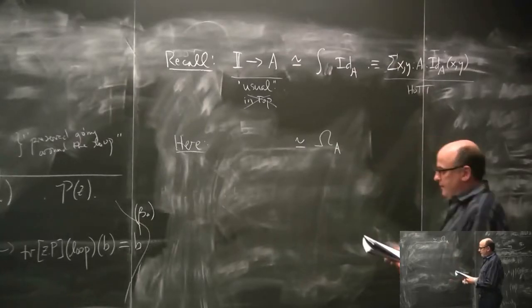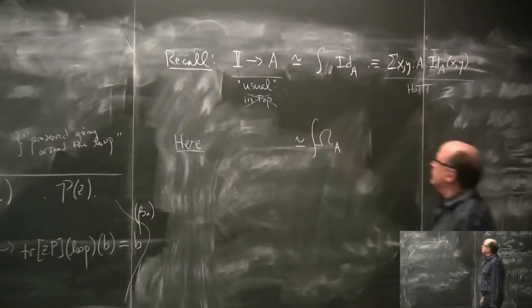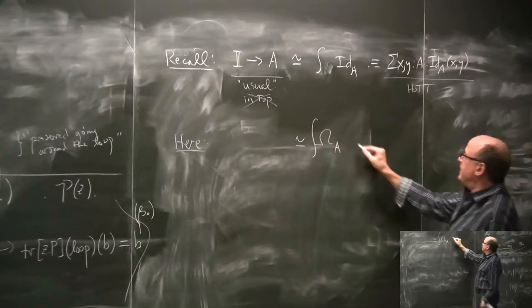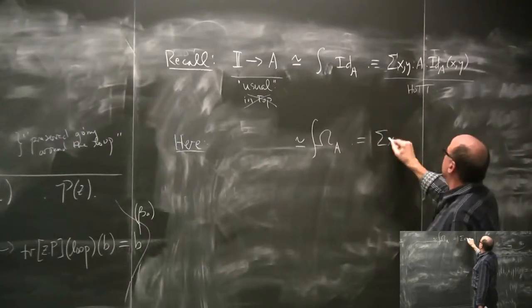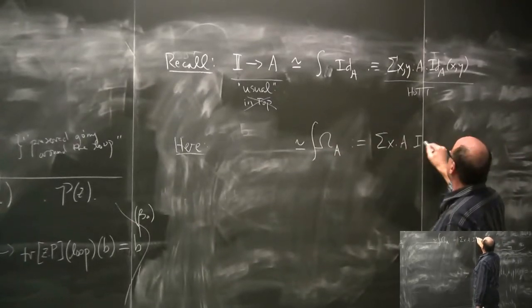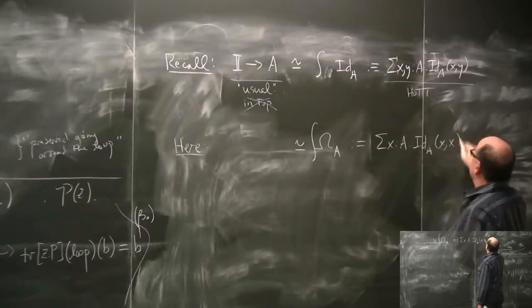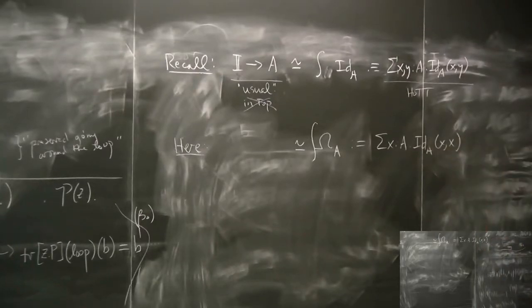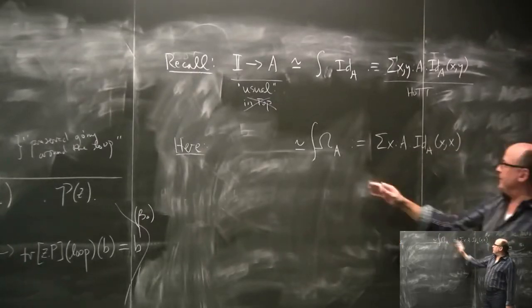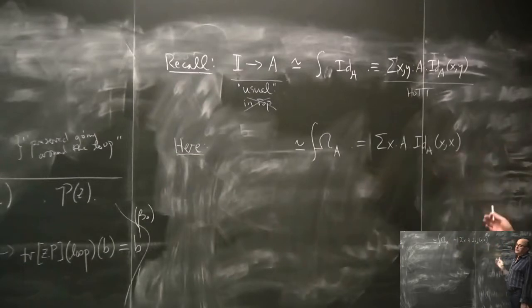Okay? It's written like that. In fact, I want the integral of the loop space of A. And what do I mean by that? This is the space of all the loops in A, which is all the paths from X to X. So by summing them up, what I mean is I'm looking at all the loops.